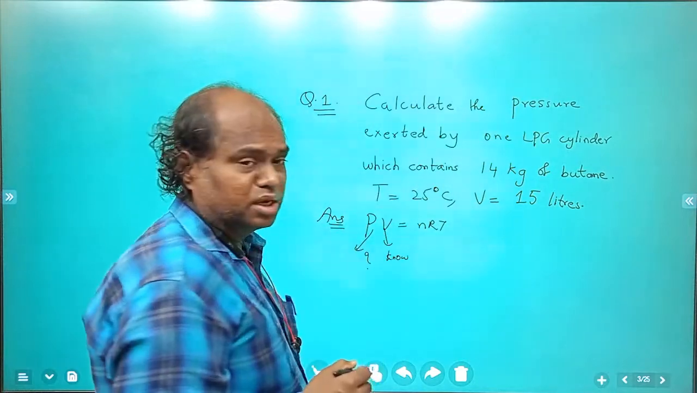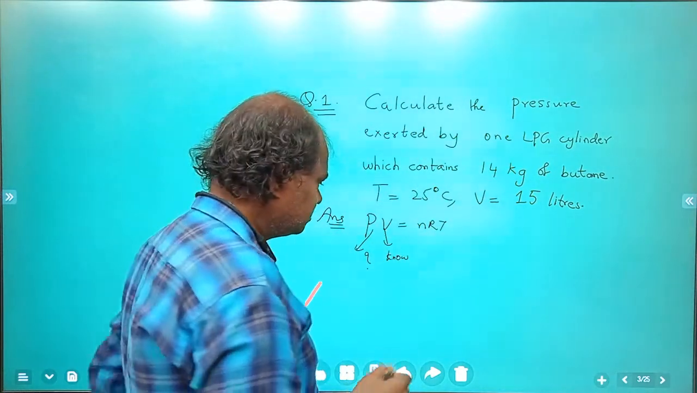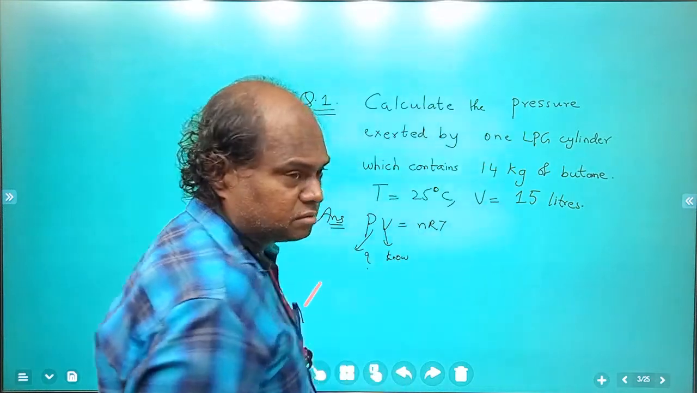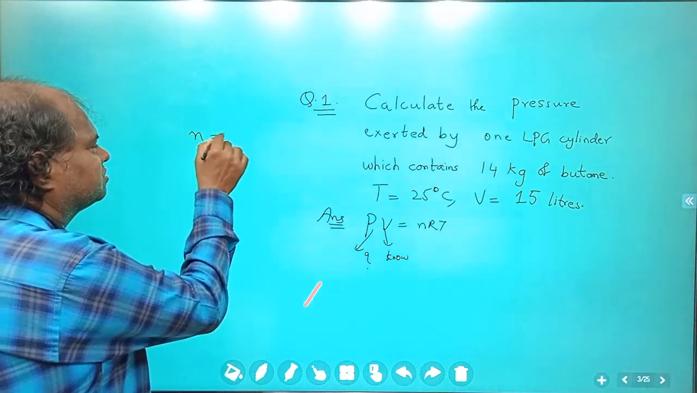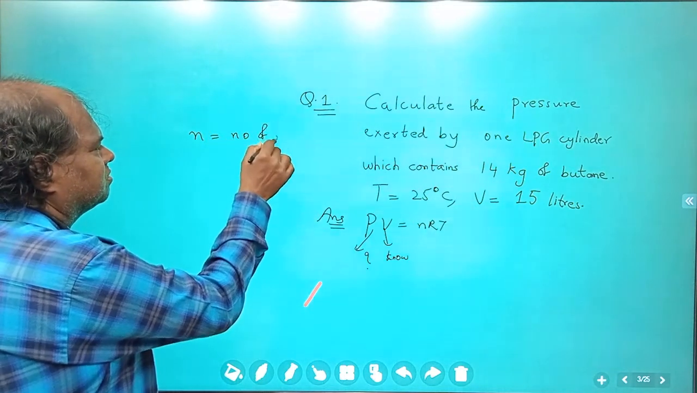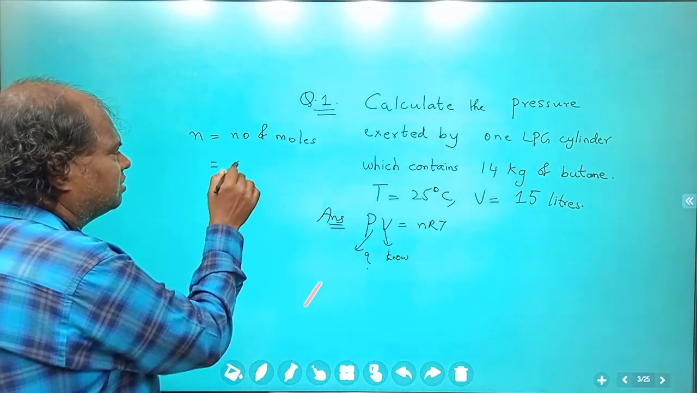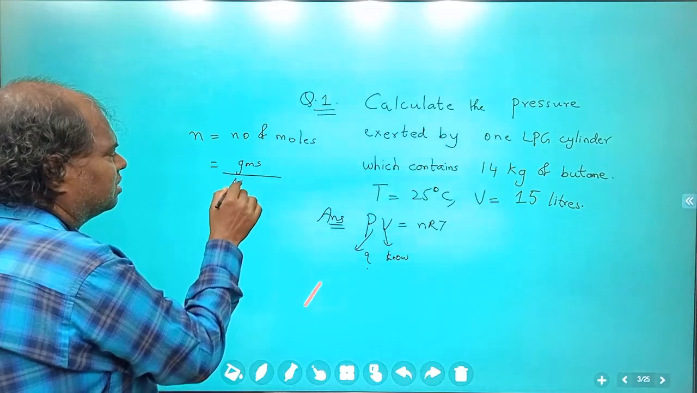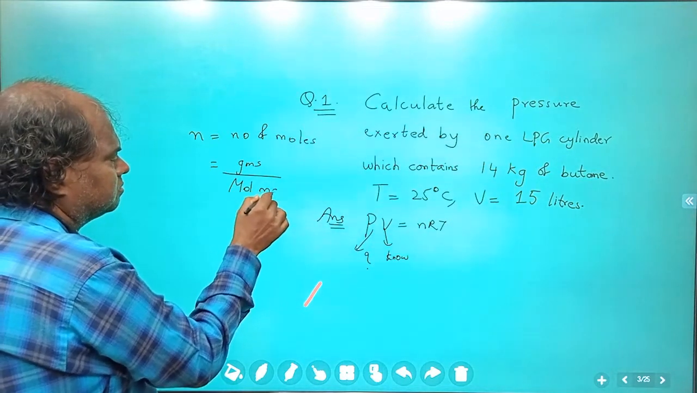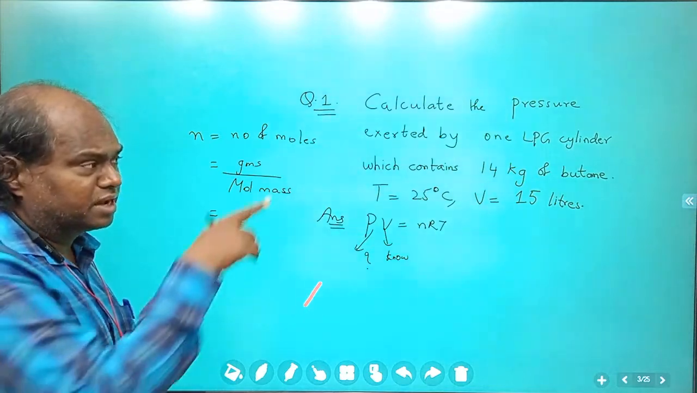So pressure you don't know, students, right? Volume you know. What is the volume? 15 liters, right? n you have to calculate. What is n? n is the number of moles, correct? Now, number of moles you can calculate if you know the mass in grams, divided by molecular mass. Now you know the grams.